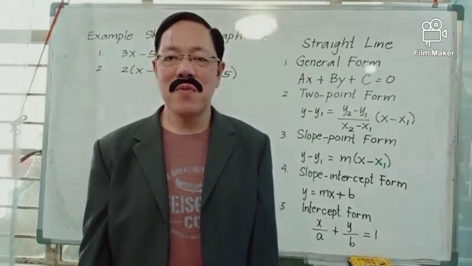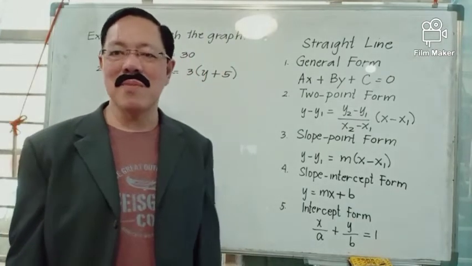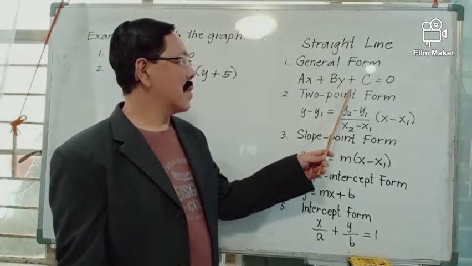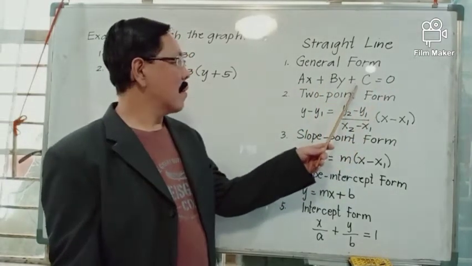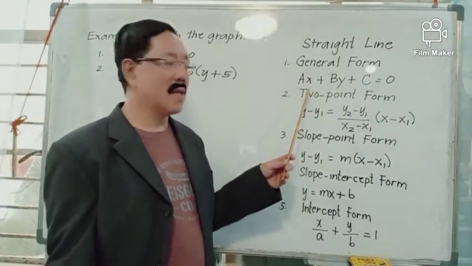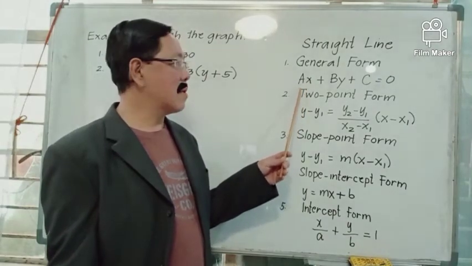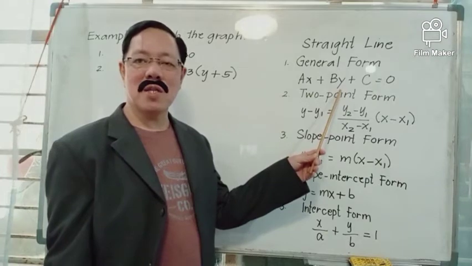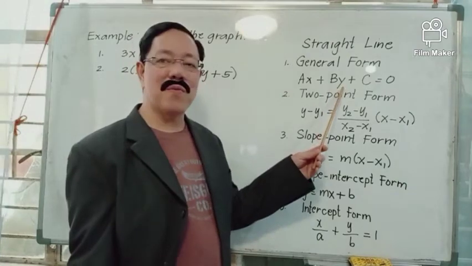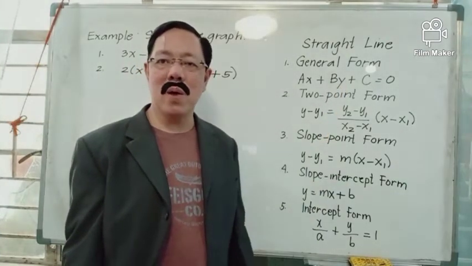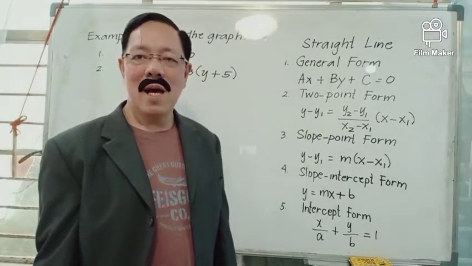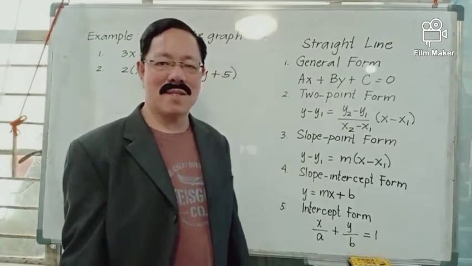The general form of a linear equation in two variables is given by ax plus by plus c equals 0, where c is a constant. Last time we said that if the coefficient of x is 0, then we have a linear equation in one variable y only. And we have shown that the graph of a linear equation in one variable y only is a horizontal line that is parallel with the x-axis and perpendicular with the y-axis.